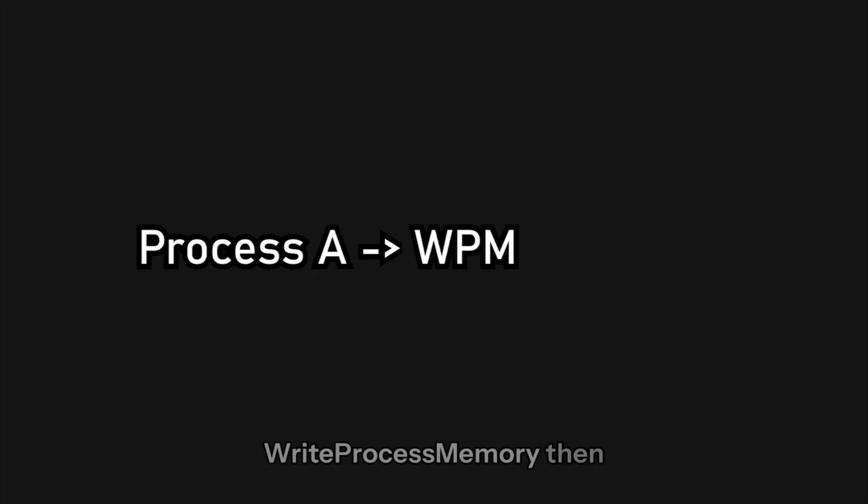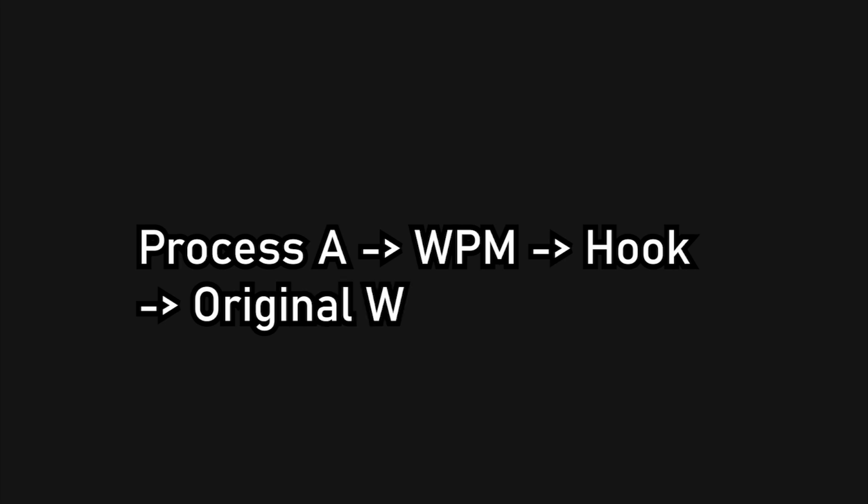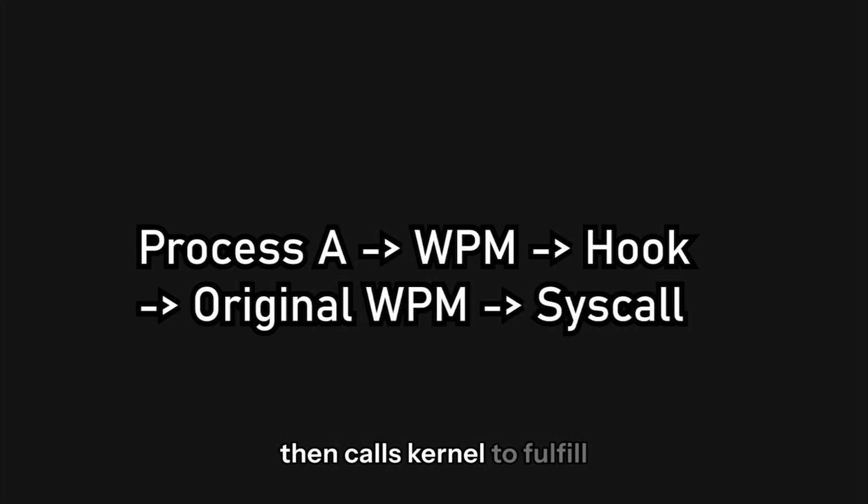But that can be altered with hooks, and the code flow will be as follows. Process A calls WriteProcessMemory. WriteProcessMemory then calls an unknown function. The unknown function executes the unknown code and restores the control flow back to the original WriteProcessMemory. And WriteProcessMemory then calls the kernel to fulfill the request. So you see the difference.